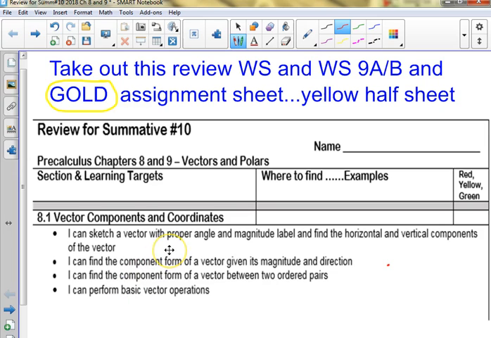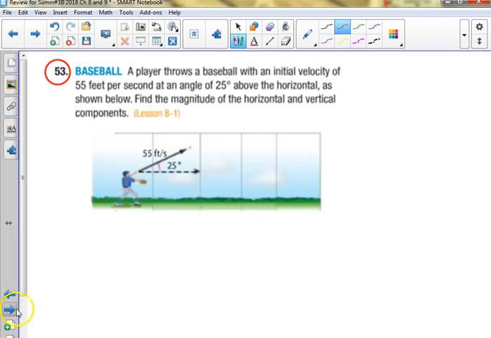So this particular section is basically, can you draw a vector and find its components, and then do that, the weird notation operations. So you might have a question like this. This is number 53. It's on the bookwork. Okay, so it's on the back of the gold sheet.